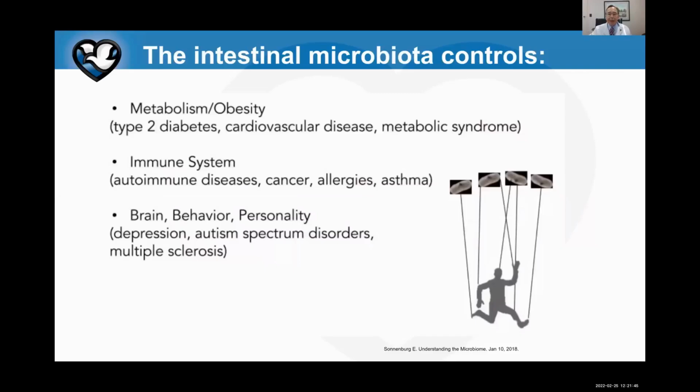The intestinal microbiota, we now know, controls what your weight is. If you have type 2 diabetes, do you have cardiovascular disease? Do you have the metabolic syndrome? It affects the immune system. It can lead to dysregulation of the immune system, as it can lead to dysregulation of the hormonal and neurologic systems. It is a contributor to the development of autoimmune diseases, and now we understand cancer, allergies, and asthma. It can affect are you anxious? Are you depressed? It appears to play a role in the autism spectrum disorder, and it plays a role in chronic neurologic conditions such as multiple sclerosis.